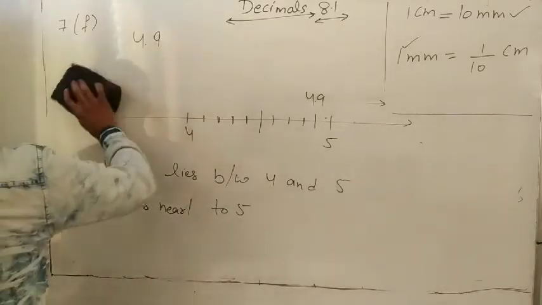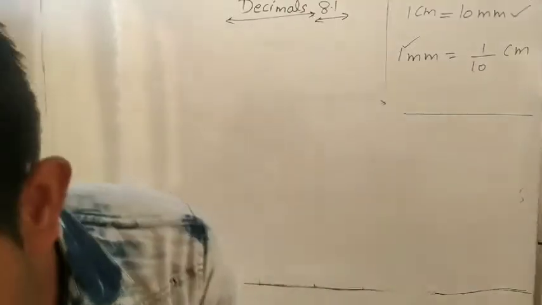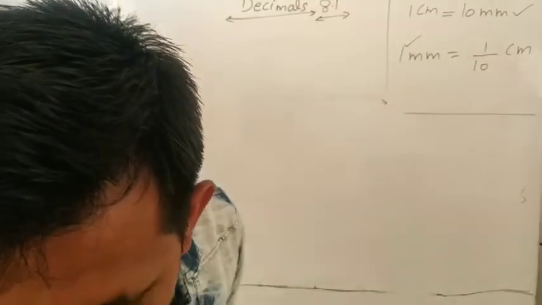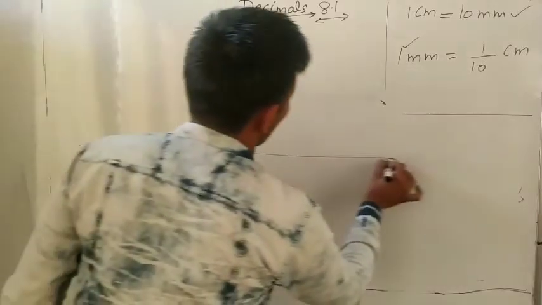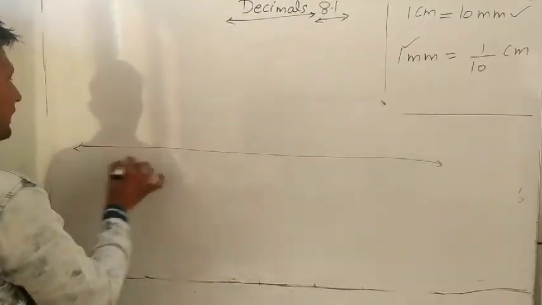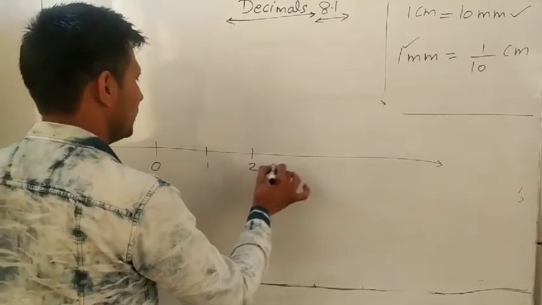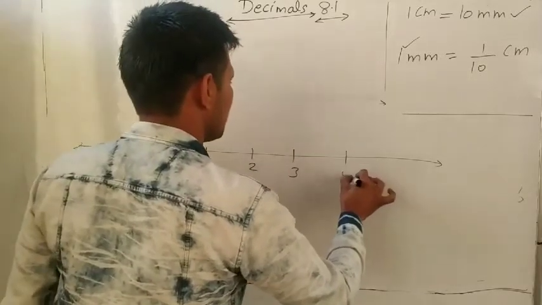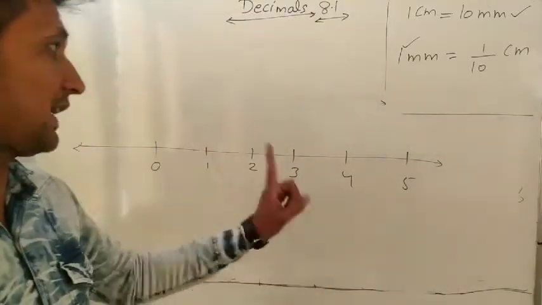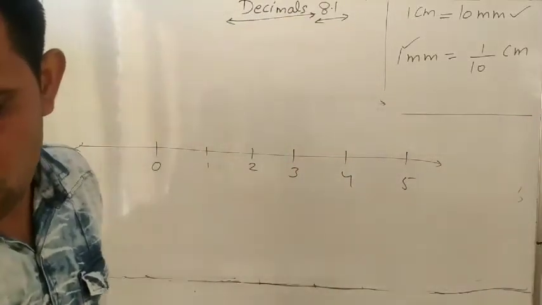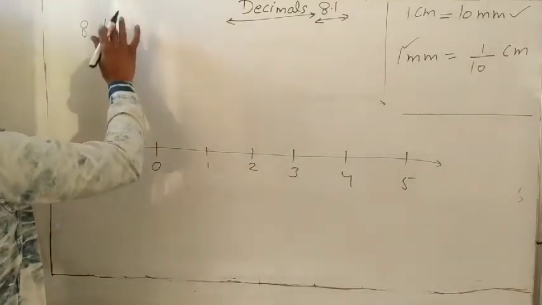Question number 8. Show the following number on a number line. I think you can show that yourself. You will draw a number line. Okay. It is 0, 1, 2, 3, 4, 5, like this one you can draw. By using a scale and pencil you will draw. Okay. The first part is 0.2.